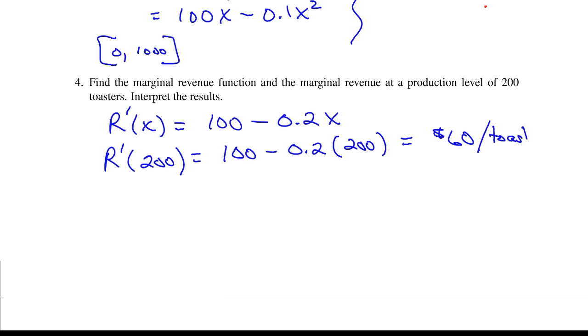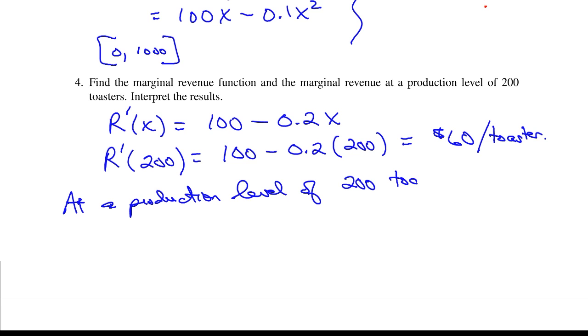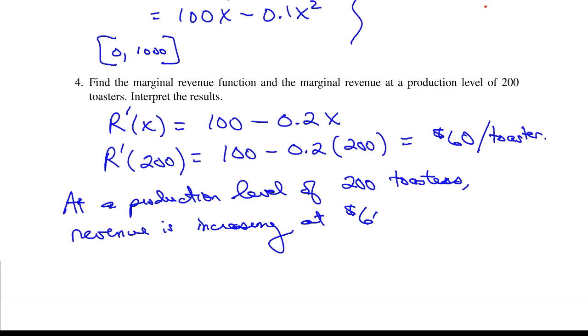per toaster. So what does this mean? At a production level of 200 toasters, revenue is increasing at a rate of $60 per toaster.